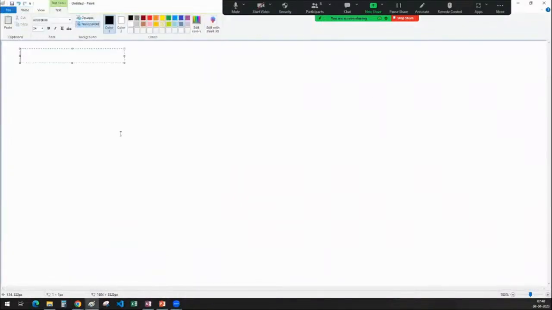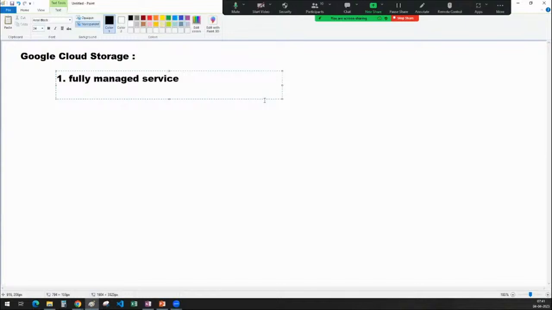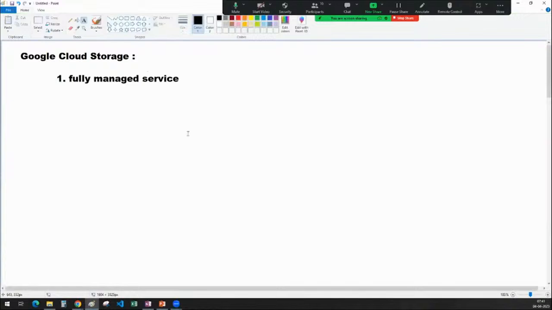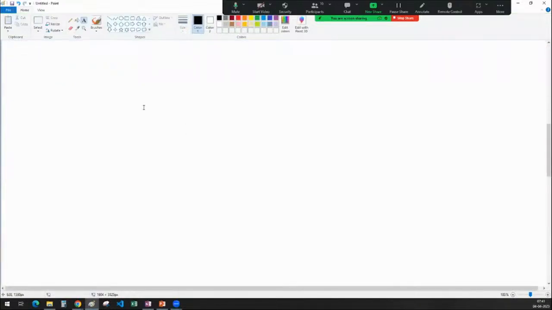So from today, the very first topic that we are going to see is Google Cloud Storage. What is Google Cloud Storage? Let us see first. Okay, so Google Cloud Storage is one of the fully managed services in the GCP. What do you mean by that, sir? What is meant by a fully managed service? Sir, I want you to understand what is meant by fully managed. For the very first thing, I will try to tell you.